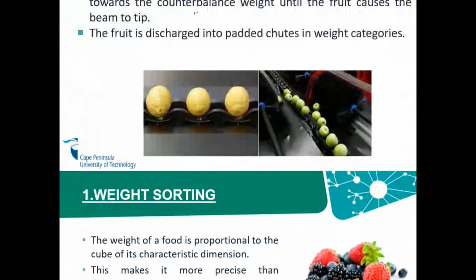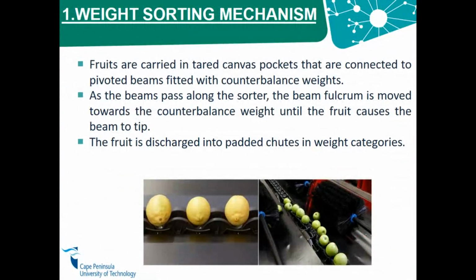If you look at the weight sorting mechanism, the first thing that we note is that fruits can be carried in tarred canvas pockets that are connected to pivoted beams, which are fitted with a counterbalance weight. As you can see here at the bottom of the picture, these pivoted beams contain a counterbalance which weighs them. As the beams pass the sorter, the beam fulcrum is moved towards the counterbalance weight until the fruit causes the beam to tip. Therefore the fruit is discharged into pedal chutes in weight categories depending on the weight that the fruit has.